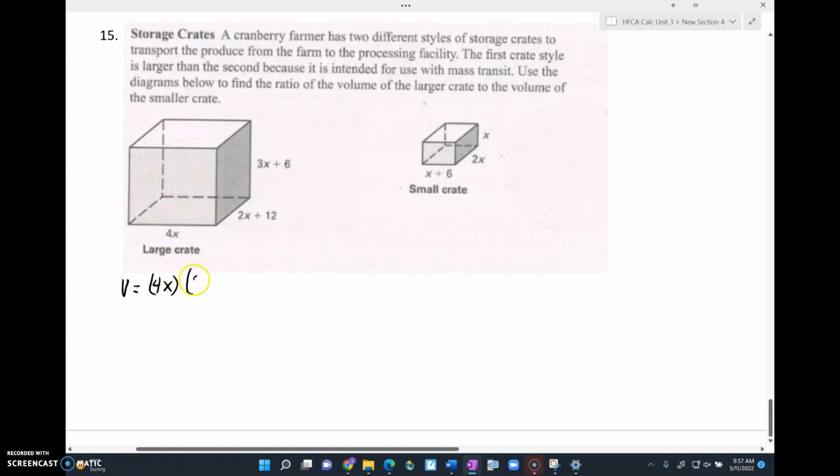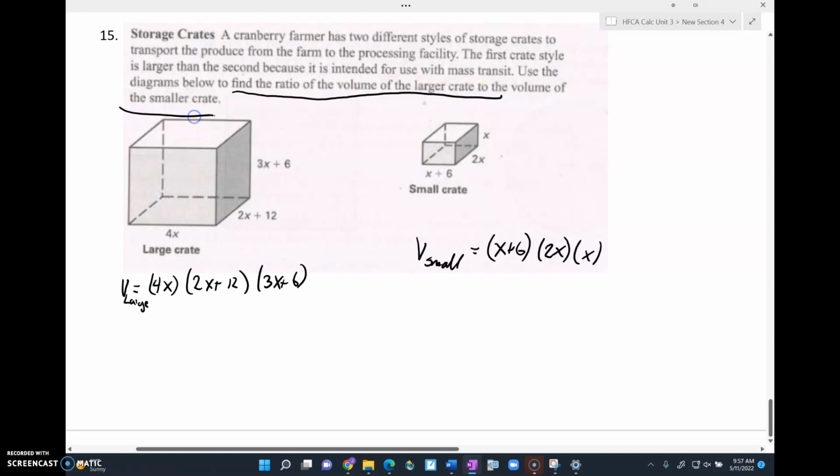I have 4x times 2x plus 12 times 3x plus 6. Okay. This is the volume of the large crate. Over here I have the volume of the small crate. It's going to be the same kind of setup, length times width times height. Remember, once again, it doesn't matter about the order. 2x times x. And really what they're asking for here is the ratio of the volume of the larger to that of the smaller.